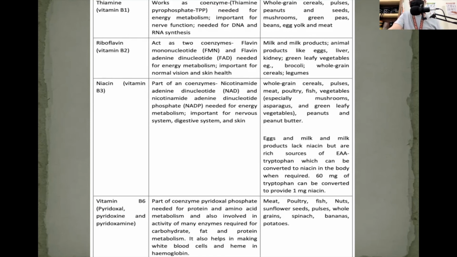Vitamin B6 also helps in making white blood cells. Take note of this: it helps our white blood cells and heme and hemoglobin. So it helps in our blood system here. Sources are poultry meat, fish, nuts, and sunflower seed is also a good source of vitamin B6.